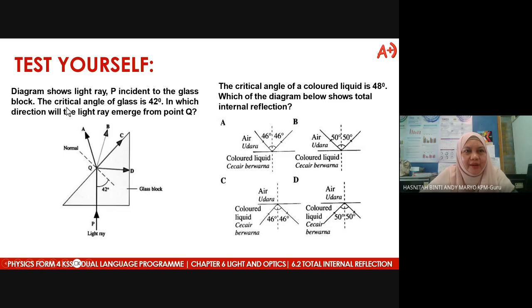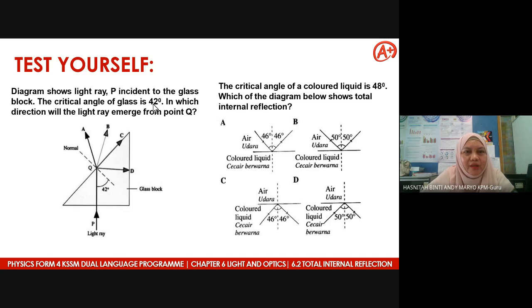So, in which direction will the light ray emerge from point Q? Okay, so it enters from down here and then reaches the border. So, this is the normal. What is the angle of incidence here? The angle of incidence is 42, equal to the critical angle. So now I equals C.